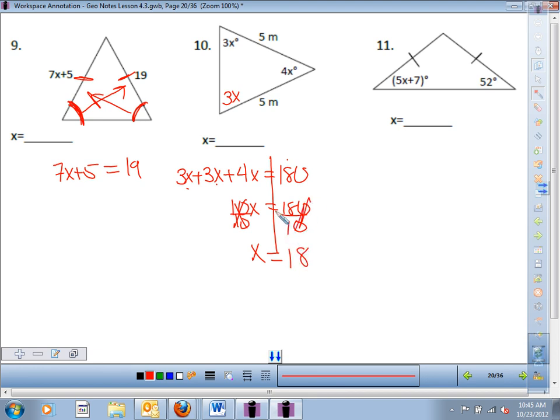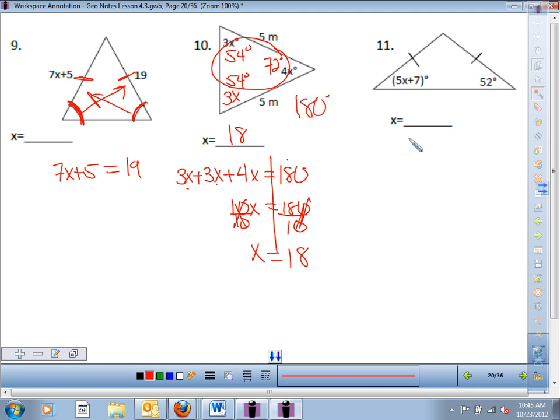All right. Let's double check ourselves real quick on this one. We think x is 18. If we substitute in, 3 times 18 is 54 degrees. 3 times 18 is 54 degrees. Those two guys should be equal. 4 times 18 is 40 and 32, which is 72. Well, if you add those three angles right there, you end up with 180 degrees.